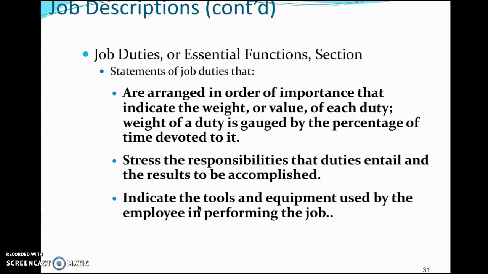Okay, so they should be in order with the ones you do the least in terms of time towards the end. They should all stress the responsibilities of the duties, as well as what results should be accomplished, as well as we should actually indicate the tools and equipment that the employee may use to perform the job, because this may help us actually work out some of the KSAs, the knowledge, skills, and abilities in the person spec. So it's important that our statements are by weight or by value of how important they are to the overall job, the responsibilities and results, and of course the tools and equipment.